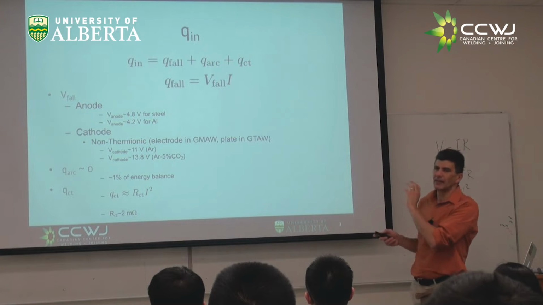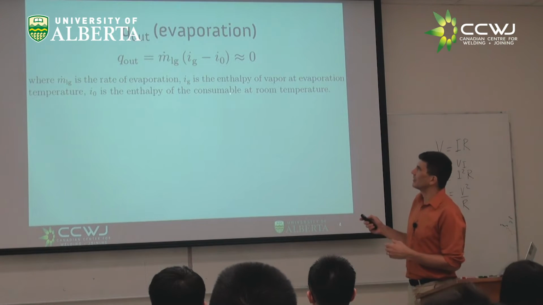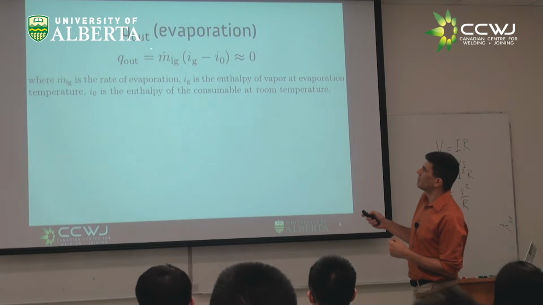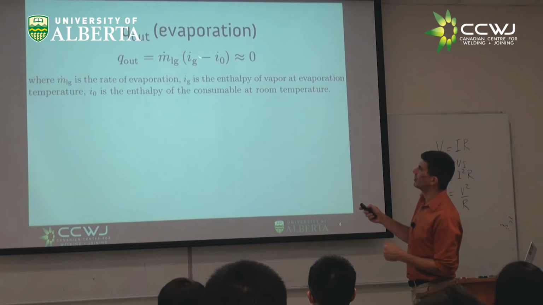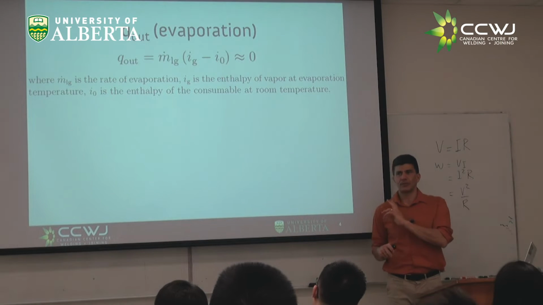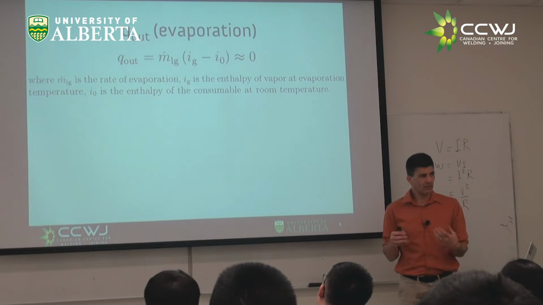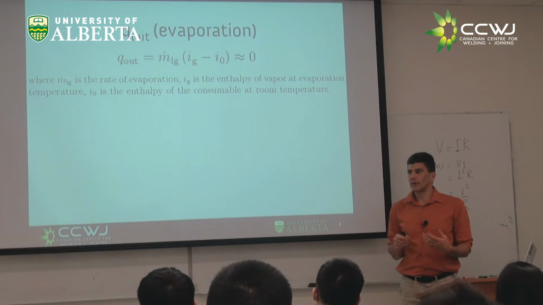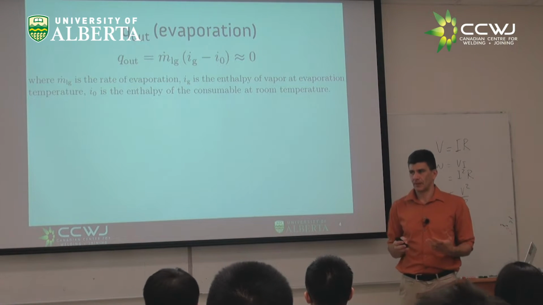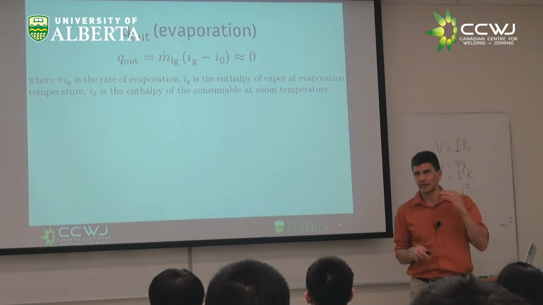This is the heat that comes into melting our wire. We said that Q out is the mass that gets evaporated times the enthalpy of evaporation. I'm going to call it 0 so we don't need to fret about this. And there is nothing tricky about that. But there is evaporation. I believe evaporation determines the droplet temperature. I don't know exactly how yet, but there is enough evidence to indicate that.